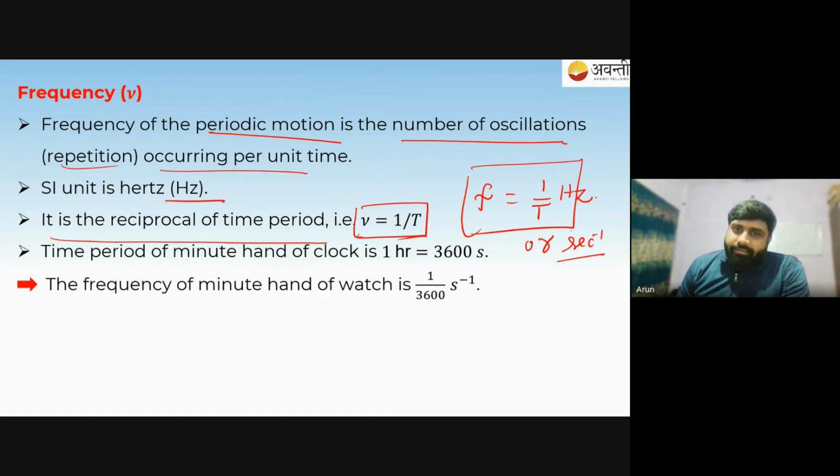So for the minute hand, you can calculate the frequency as 1 by 3600, sorry.